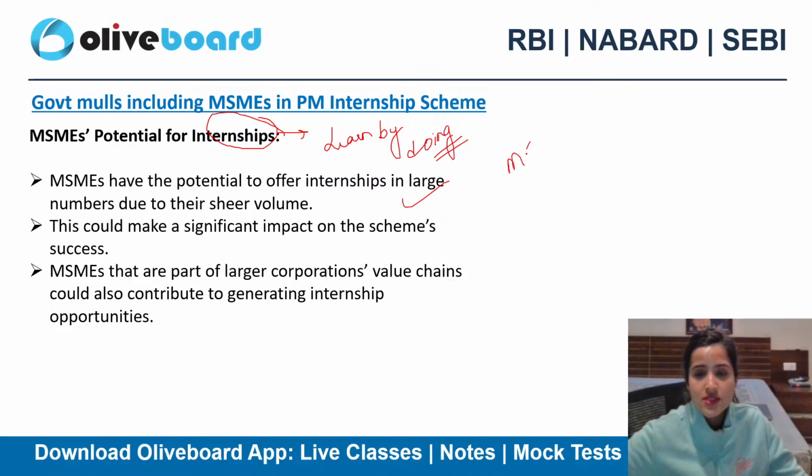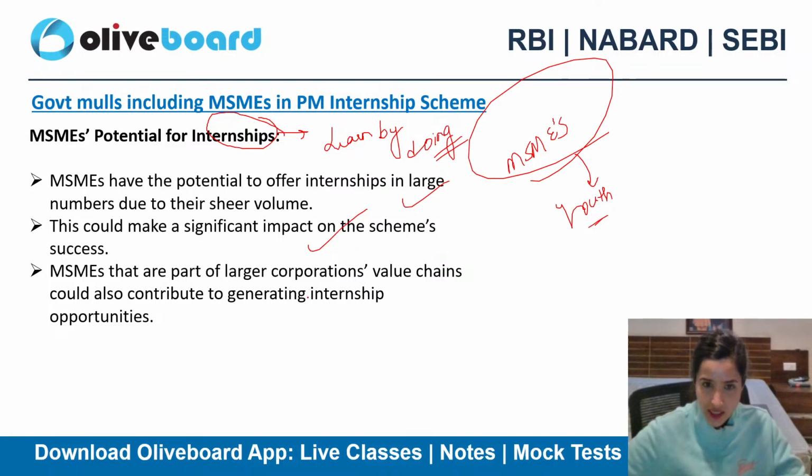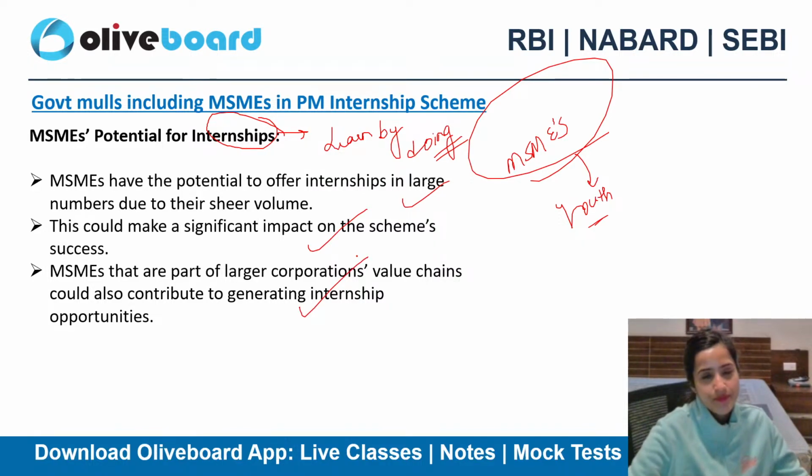So MSMEs, there are so many MSMEs in India. So they can provide internships to a lot of youth, right? This could make a significant impact on the scheme's success. This will help now, just like I told you, that this scheme has not met its target. So by including MSMEs, we might meet the target of the scheme. And MSMEs that are part of larger corporations' value chains could also contribute to generating internship opportunities, right?